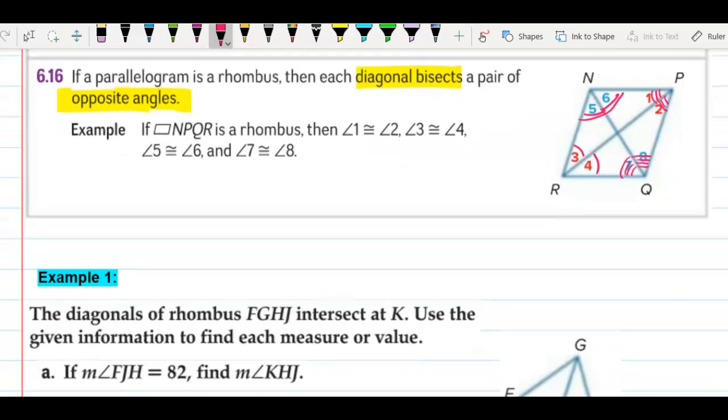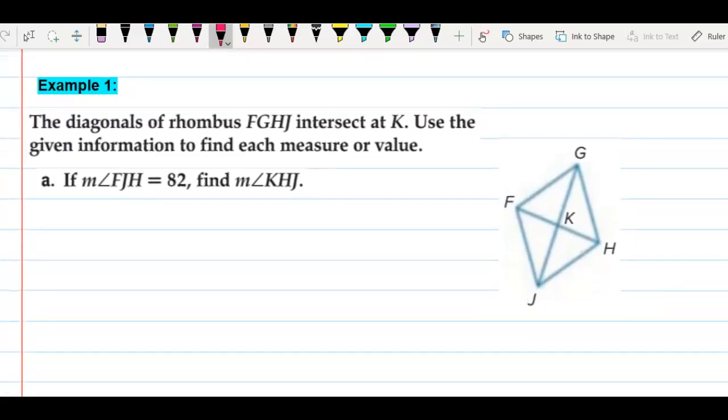All right, so we're looking at our first picture. The diagonals of rhombus FGHJ intersect at K. And then we have the given information. Angle FJH is 82. So if I highlight F to J to H, that big angle at J is 82 degrees.